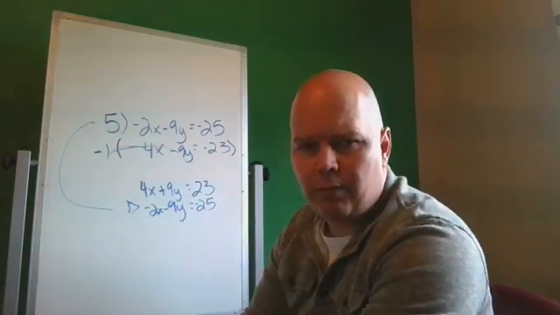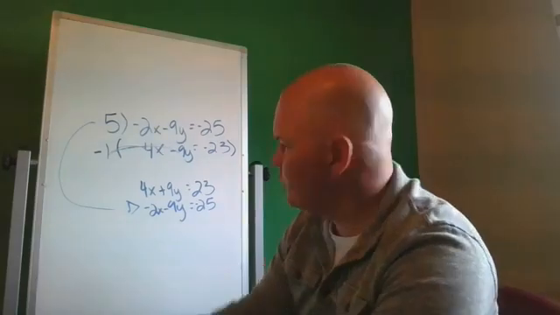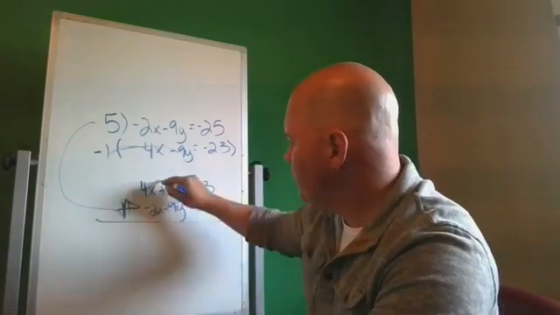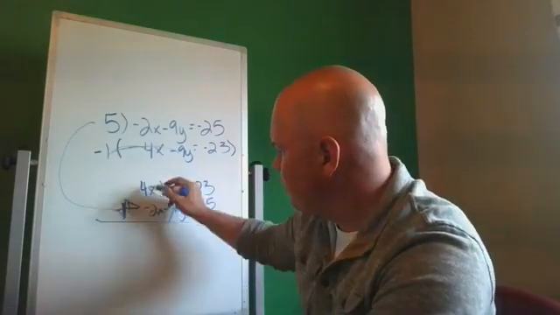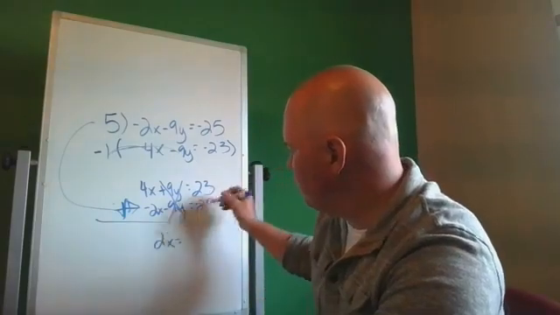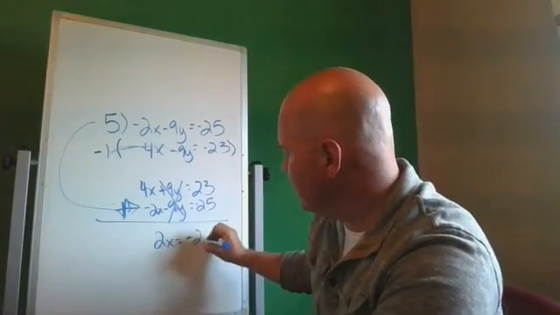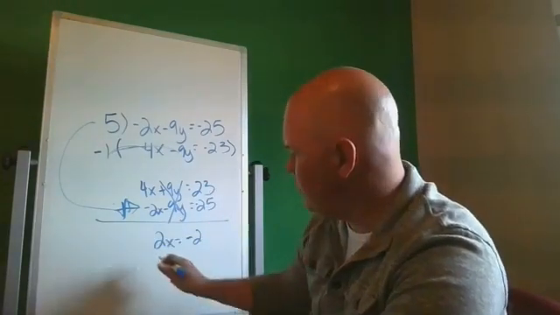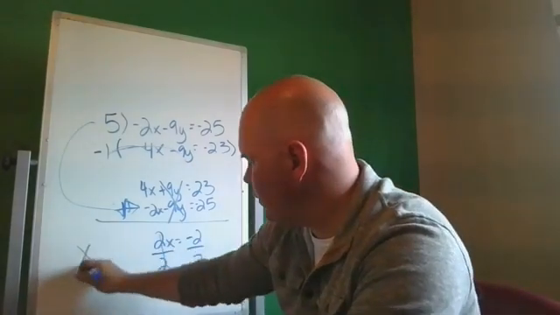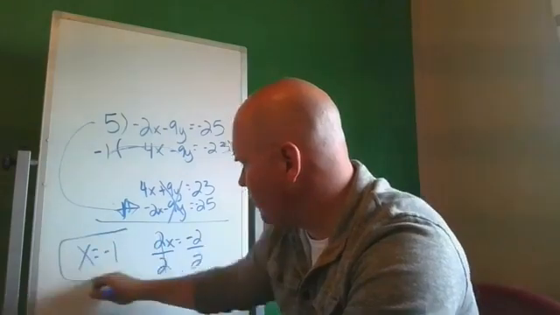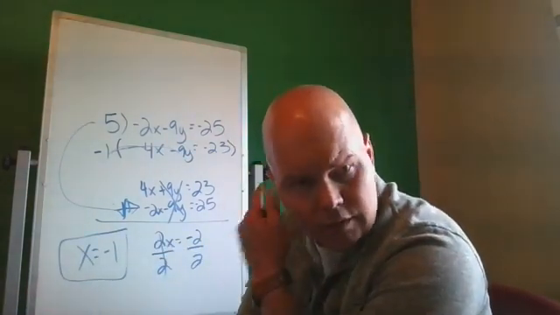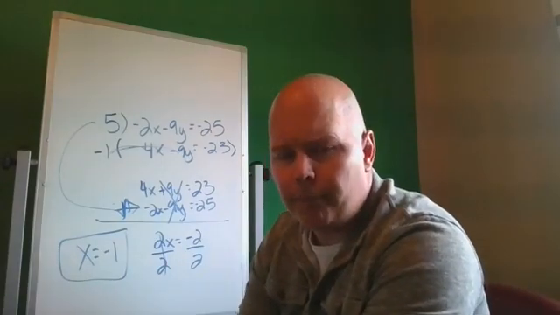And now I have everything set up. I've eliminated, so I'm just going to combine my equations. Those eliminate. 4 minus 2x is 2x. And 23 minus 25 is negative 2. And then I'm just solving from there. That goes away, and I'm left with x is negative 1, and that's all you need to do. Okay? So that's how we're rolling with that.